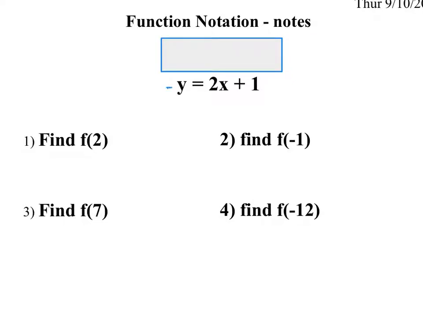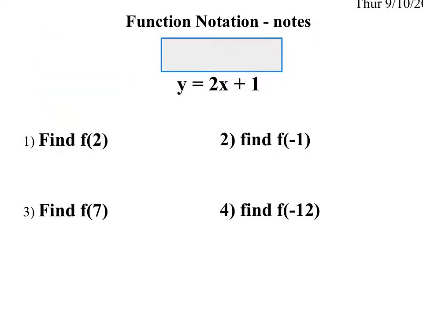Y equals 2x plus 1. And sometimes you would be given the equation and then told x equals 2. Evaluate the equation, right? So you would go, okay, well, y equals 2x plus 1, so you're going to plug the 2 in for the x, and then you're going to solve it, right? So you'd get y equals 2 times 2 is 4, plus 1, and y equals 5.